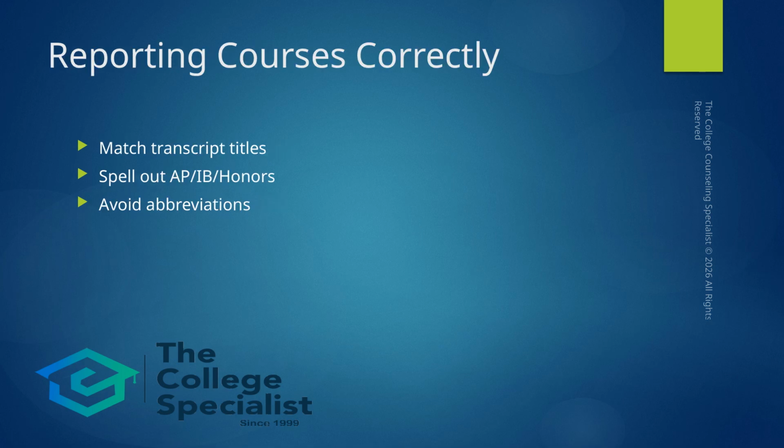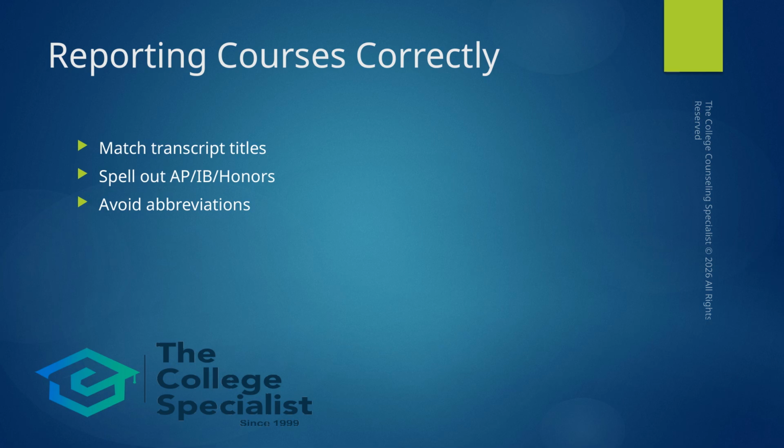Accurate course reporting is essential because admissions officers compare your listed courses directly with your transcript. Any mismatch, even small abbreviations, can create confusion or raise questions. Students should always spell out full course titles exactly as they appear on the transcript. AP Calculus AB, not Calc AB. And Honors English 12, not Eng 12H. This level of precision shows professionalism and prevents delays during application review.